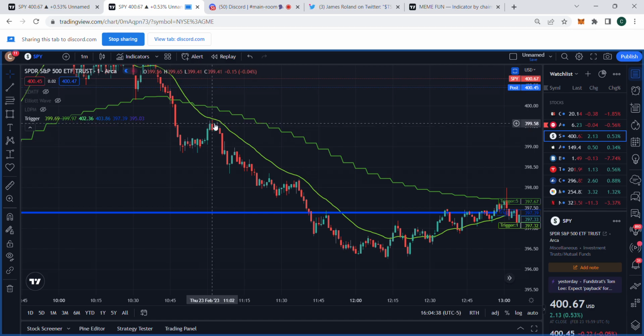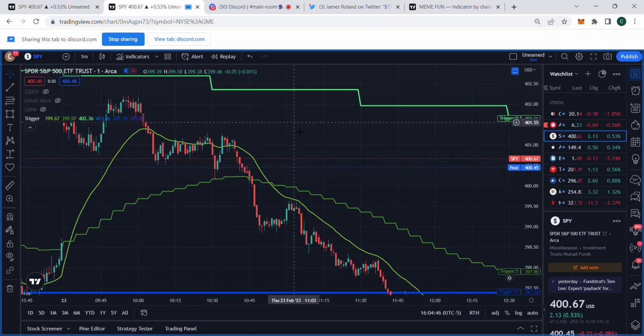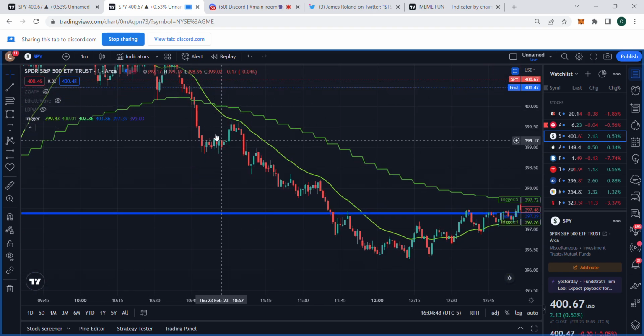If you're really good, like when I was in my prime, I probably would have added shorts right here, get even more aggressive with the trade, because remember, we're below the hourly trigger, so trend favors the bears. Get short right here, you can add or hold, hold, hold. As soon as this candle closes above, you would have been out of the trade.